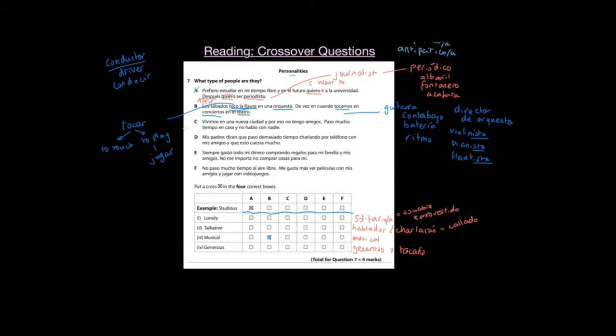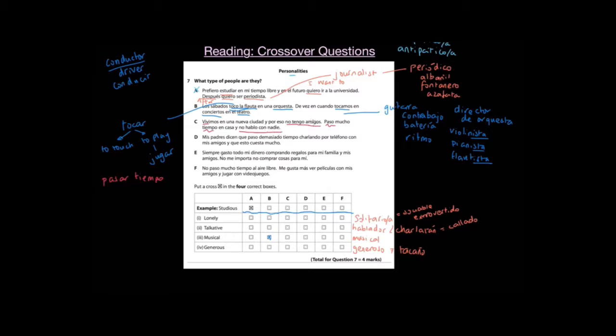Okay, so we've done B. Now let's move on to C. C says vivimos, we live, en una nueva ciudad y por eso no tengo amigos. No tengo amigos. I haven't got friends or any friends. Paso mucho tiempo, remember, paso tiempo, to spend time. Pasar tiempo is to spend time. En casa, y no hablo con nadie. I don't talk to anyone.